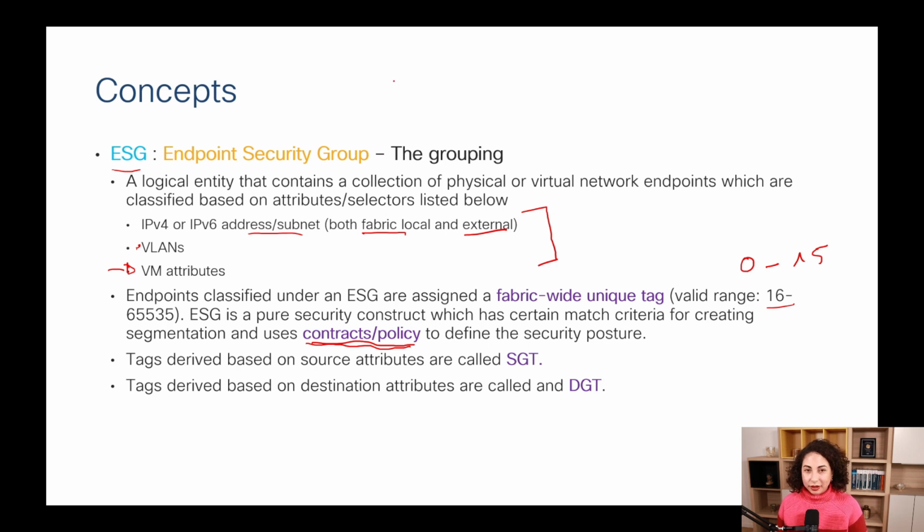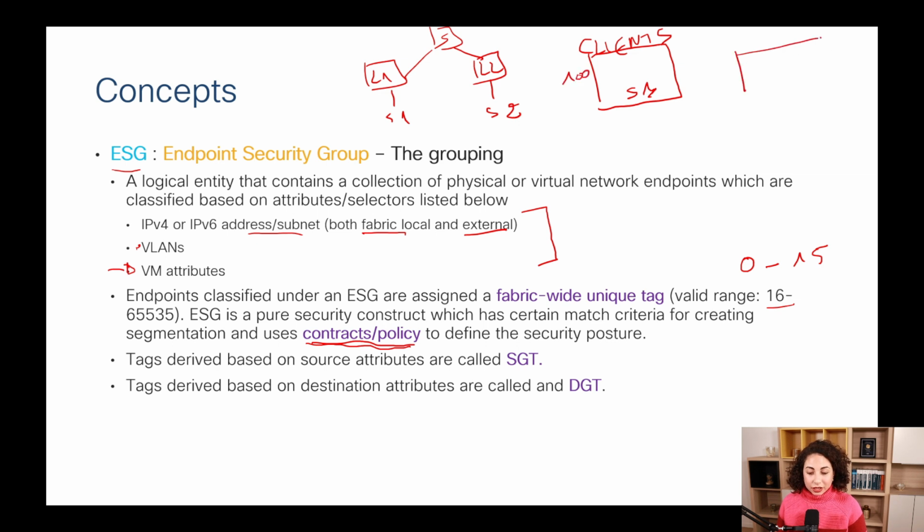So if I want to make a small drawing regarding this, I would say, for example, I have my fabric here with leaf 1, leaf 2, and a spine here. I'm thinking that I should have taken another slide, but never mind. So I have server 1 and server 2. I'm creating the security group clients, and inside it I will put my server 1. I will be matching on server 1's IP address to put it into that security group, and the tag that I will be assigning to clients is 100.